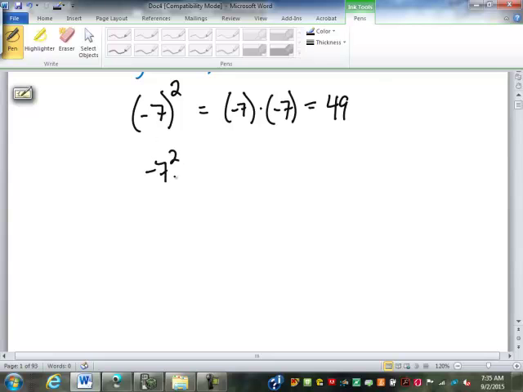If you enter it just like this, the squared, the power, according to order of operations, happens before the negative. So what this is doing is it's squaring the 7, and then it's applying the negative to it after it's squared. So when you enter it, you have to make sure you put parentheses around the -7 and then put the power of 2 outside the parentheses.